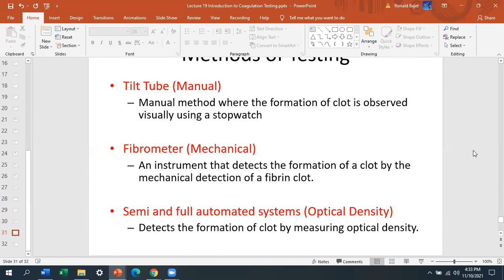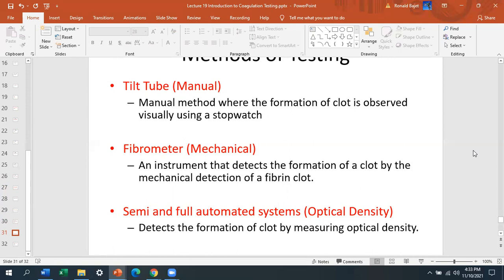The fibrometer is a machine. It's a mechanical detection of a fibrin clot. It's an instrument that detects the formation of a clot by mechanical detection. Two wires vibrate back and forth, and once there's a clot formation, it completes a circuit. Once the circuit's completed, the vibration will stop. At the same time, when you add the reagent, a timer starts, and once the vibration stops because a clot is formed, that's your prothrombin or coagulation time.